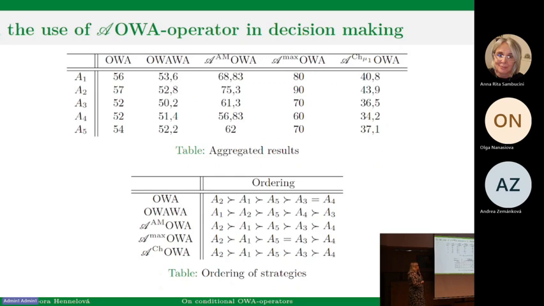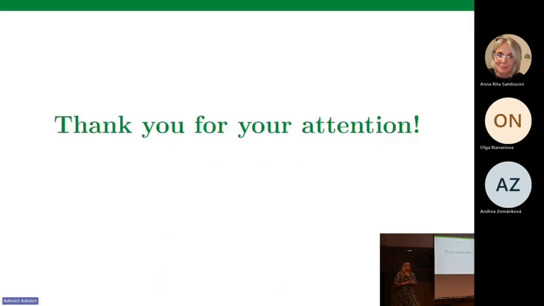When we consider the conditional over operator with the Choquet integral, it can be seen as a two-step evaluation, for example. And the choice of strategies highly depends on the choice of the conditional over operator and also the aggregation operator. This is all from me. Thank you for your attention.